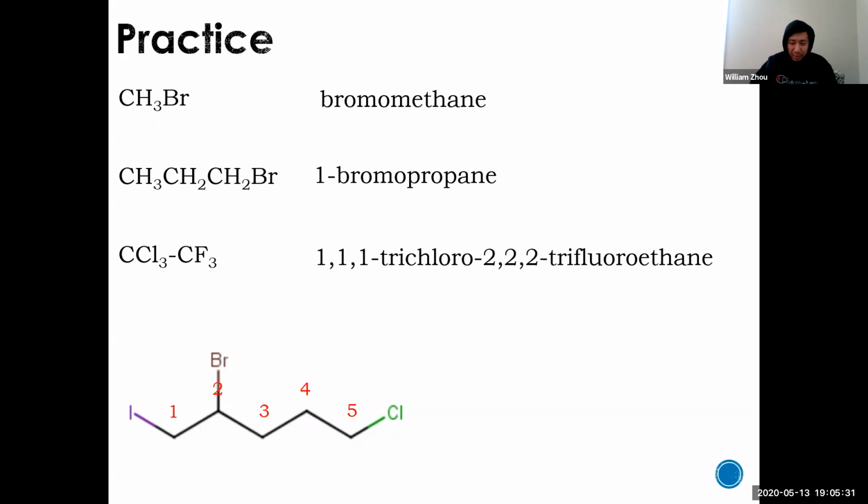So once you get here, you can just start naming. Well, 5 carbons, pentane. So 1 iodo, 2 bromo, 5 chloro. Alphabetical order when you arrange them in the same name. B before C before I. So 2-bromo, 5-chloro, 1-iodo-pentane. Is that clear, folks?